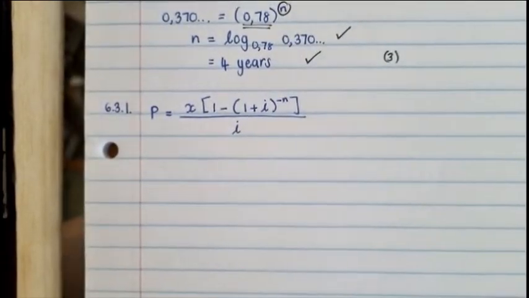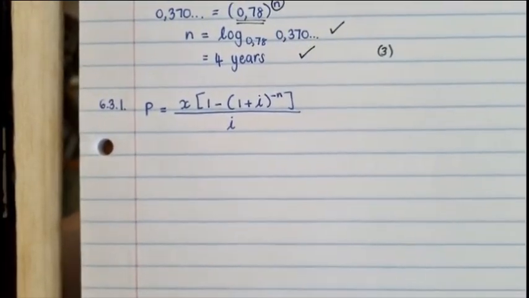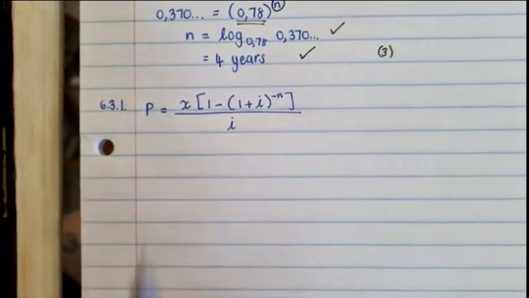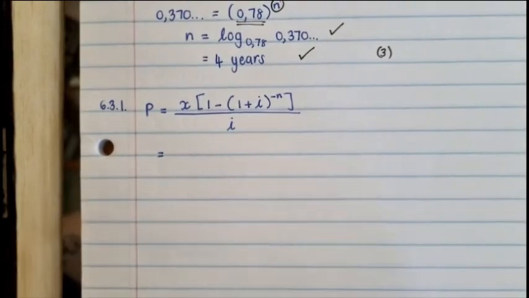Again, this formula is on the formula sheet. You just need to be able to identify which one you must use. Okay, we're going to find P, so we must just sub everything else in. They've given us all the information that we need.